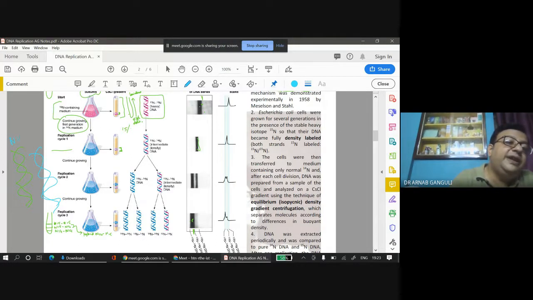This is the N15 strand, and this would be the N14 strand. Then if you run it on this gradient, you would have expected both the bands. If conservative, you would get one band here and one band below, but not so, you got it in the middle. So this dismissed that this replication is not conservative. It can be dispersive.